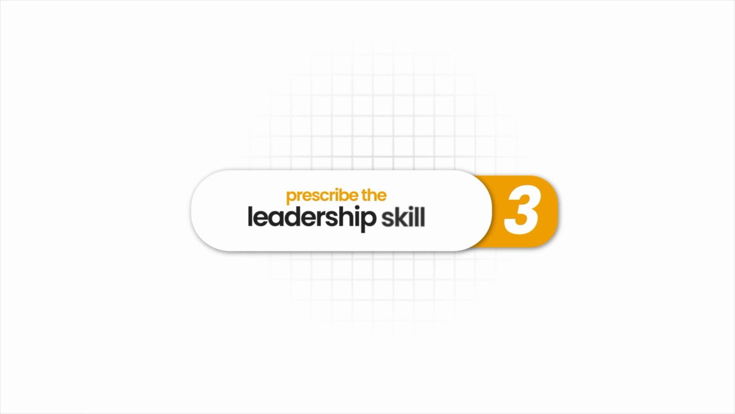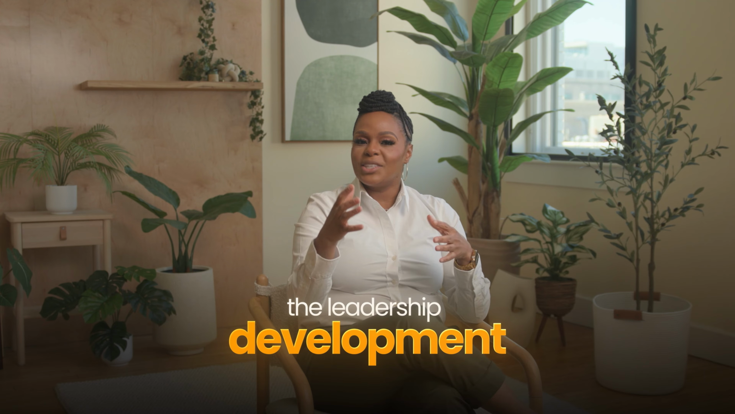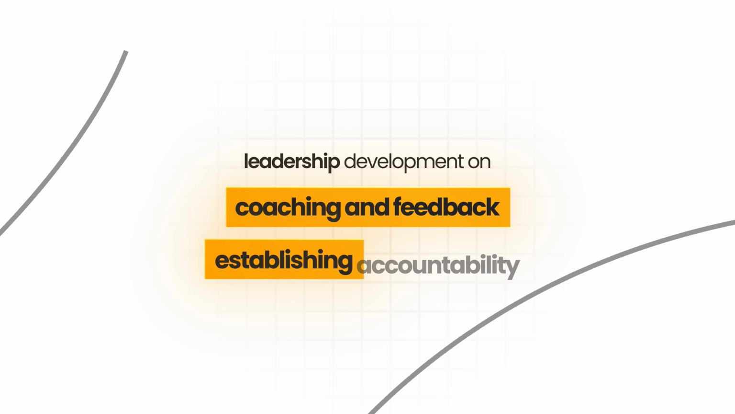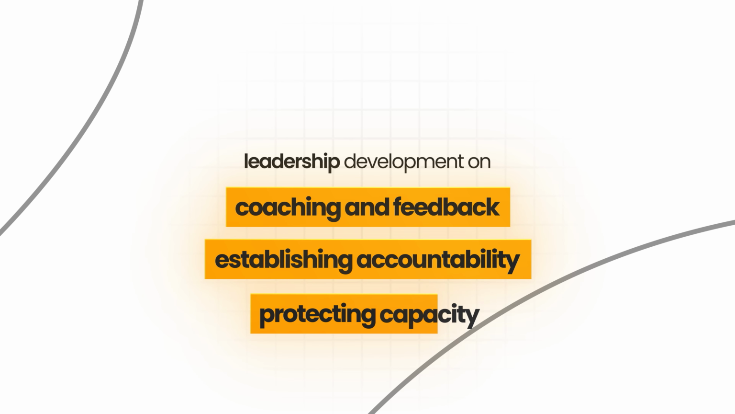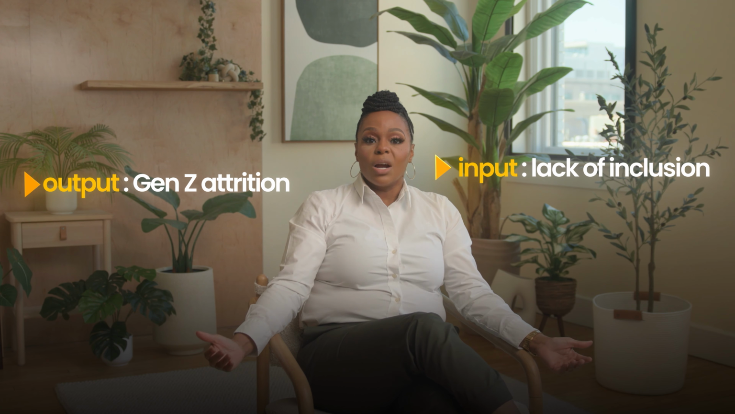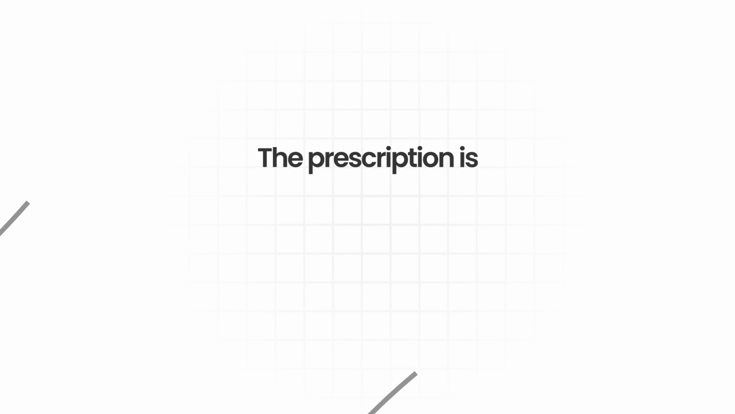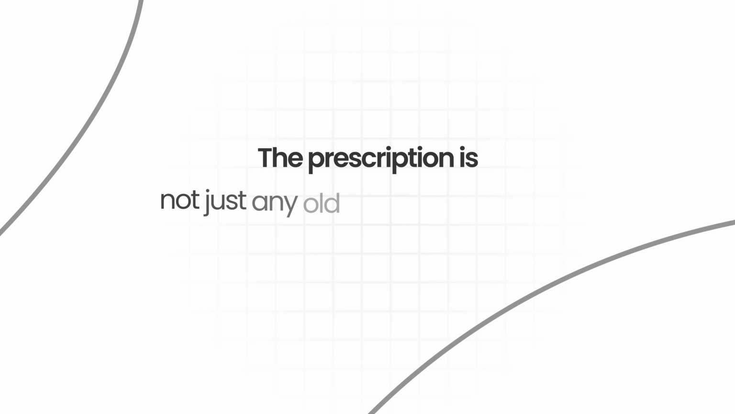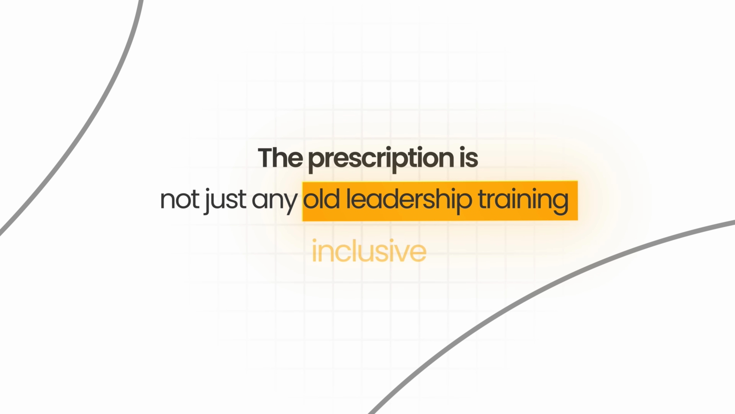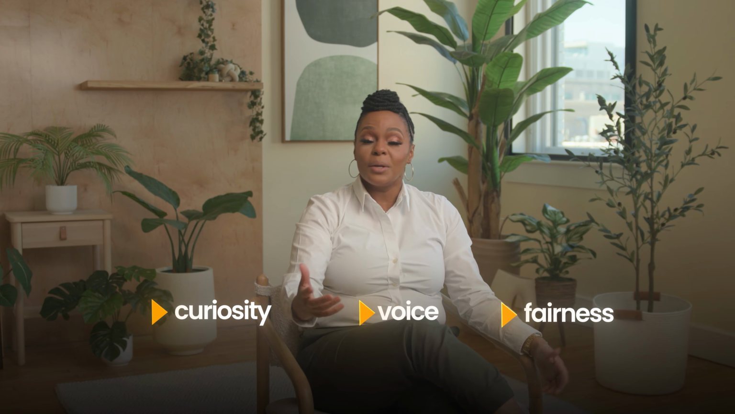After you've done that, step 3 is to prescribe the leadership skill, the leadership development that changes the output. Maybe it's leadership development on coaching and feedback, or establishing accountability, or maybe even capacity protection. Let's do an example. Let's say we have an output of Gen Z attrition. The input we find is a culture where people don't feel heard or respected. The prescription in this case is not just any old leadership training. It's training on inclusive leadership, curiosity, voice, fairness, starting with managers.